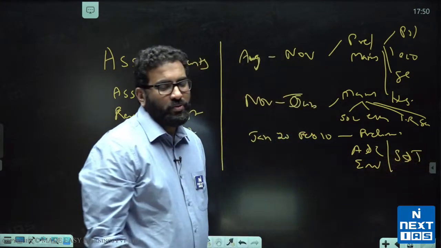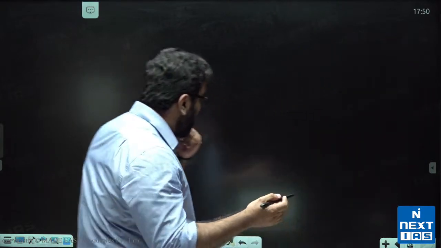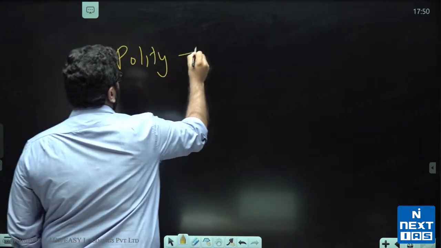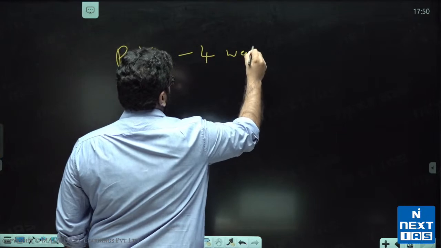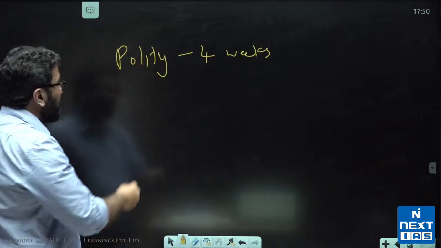So what do we do for a particular subject? Now we have polity as a subject, right? Now in AIM batch 2, we have dedicated 4 weeks for polity, right? Now, what do we do in 4 weeks, right? In 4 weeks, I'll show you what we do in a week, right?